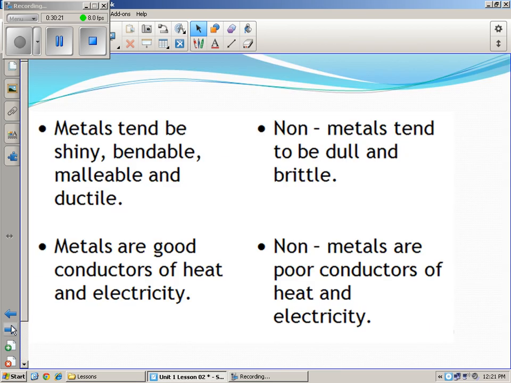Metals tend to be shiny, bendable, malleable, ductile. In other words, you can work with them, you can bend them, you can hammer them, rearrange them a little bit. We'll talk about why later in this unit. I'll show you that on Tuesday as well. Non-metals tend to be dull and brittle.